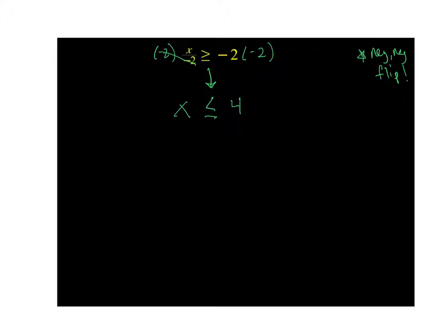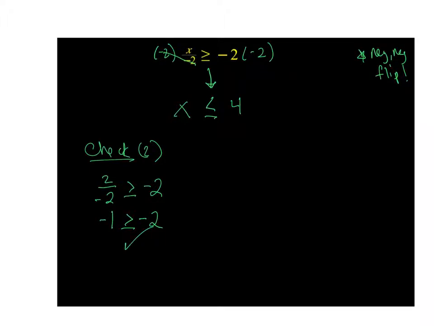I'm not going to do it wrong a bunch of times. I'm going to check it the right way. An easy number less than 4, I'm going to check it with a 2. Let's see what happens if I check it with 2 divided by negative 2. Is that really something that's greater than or equal to negative 2? Negative 1 is greater than or equal to negative 2. It checks.